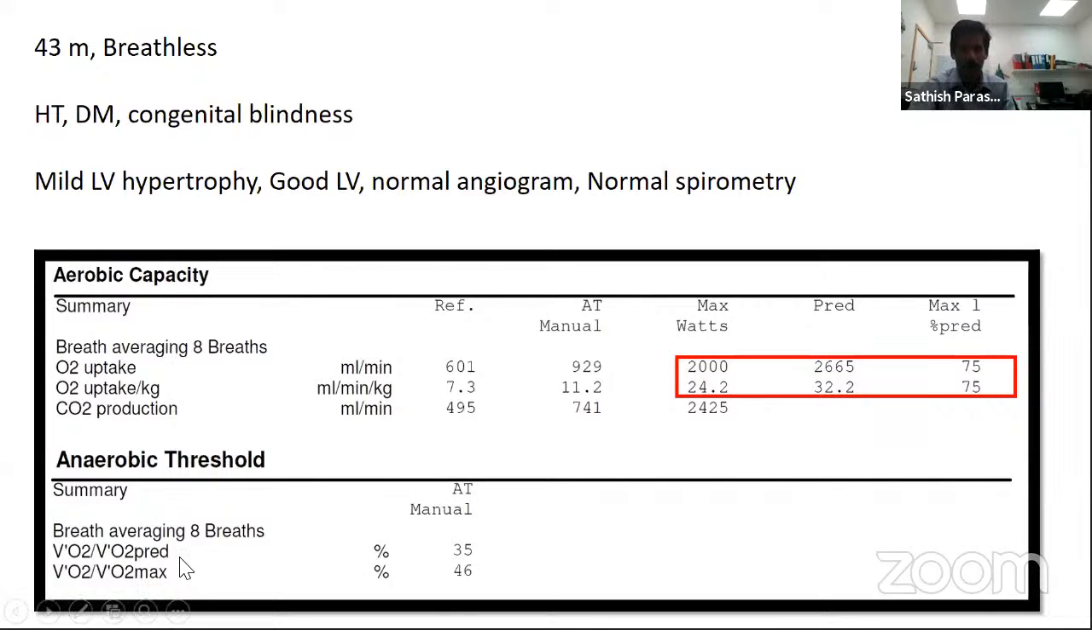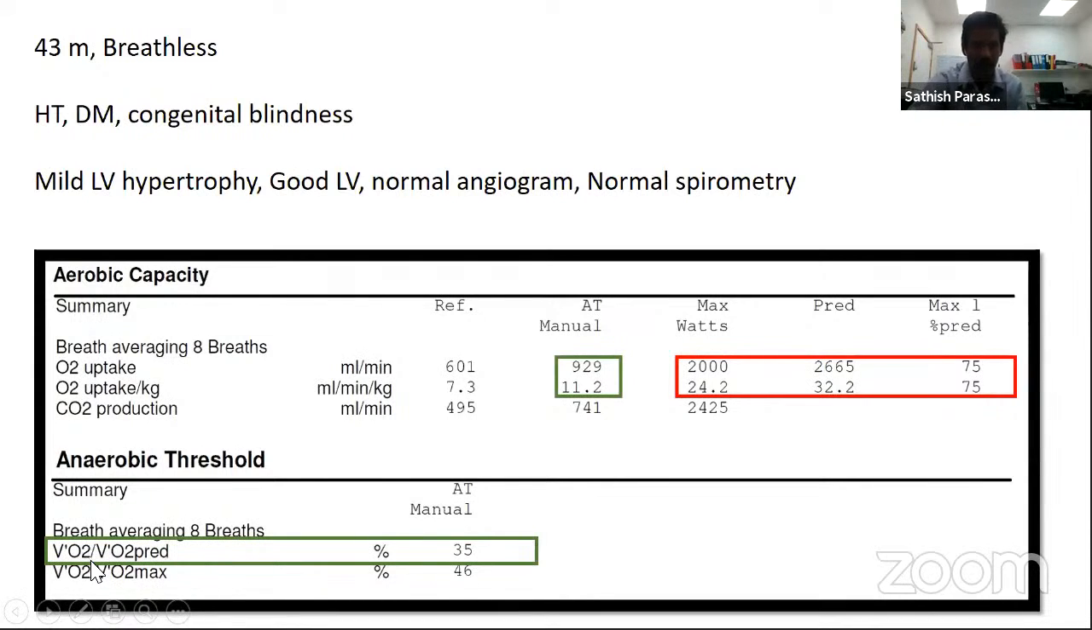And this one, look at this bottom one. The oxygen consumption at the anaerobic threshold, relative to the predicted peak oxygen consumption, is less than 40%. That shows that it can be either a cardiac problem in delivering the oxygen, which is not the case. We have proven that the heart is normal by echo and angio. Could be a muscle problem, myopathy, mitochondrial myopathy.